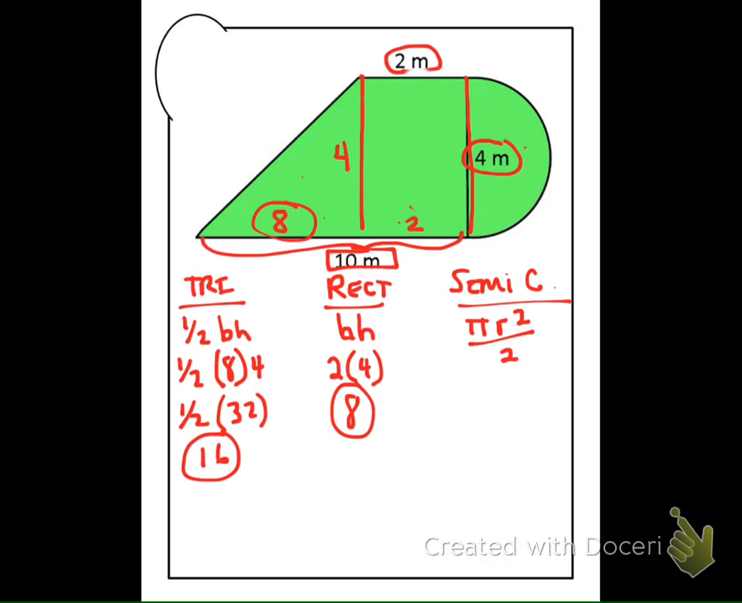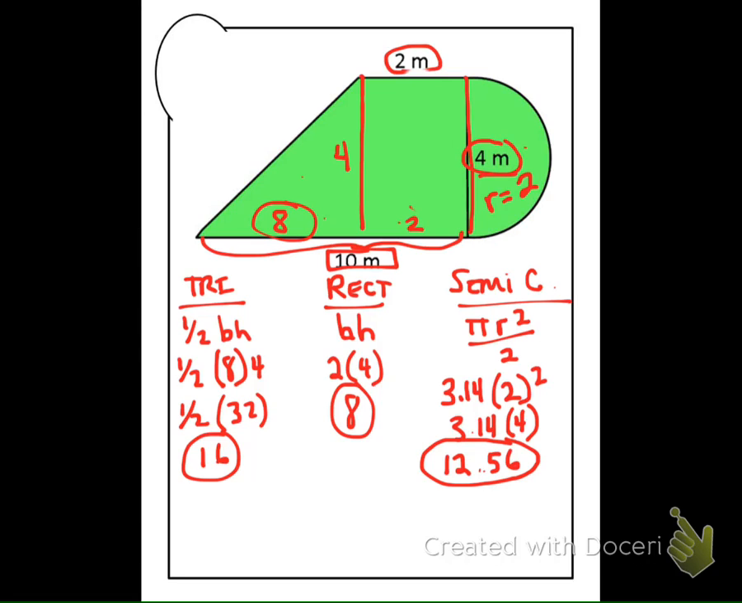Remember here, this 4 is the diameter, so I need the radius for my formula. Radius is half the diameter, so my radius is 2. So let's set this up. Pi, I'm going to use 3.14, and then I need my radius 2 squared. So 2 squared is going to be 2 times 2, which is 4. Now I have 3.14 times 4. Well, I know 3 times 4 is 12, and 14 times 4 is 56. So here is my area of the semicircle.